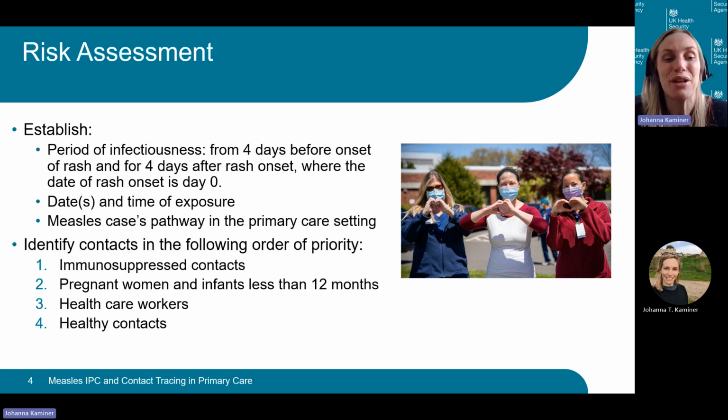Once that is done, then all the contacts should be identified in the following order of priority. Immunosuppressed contacts, then pregnant women and infants less than 12 months old, healthcare workers, and then lastly, healthy contacts.